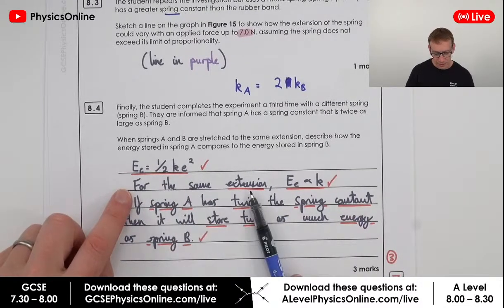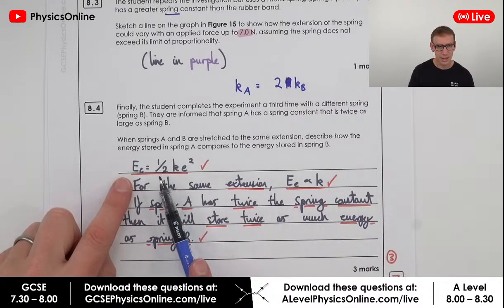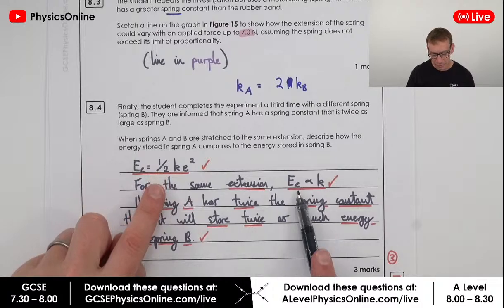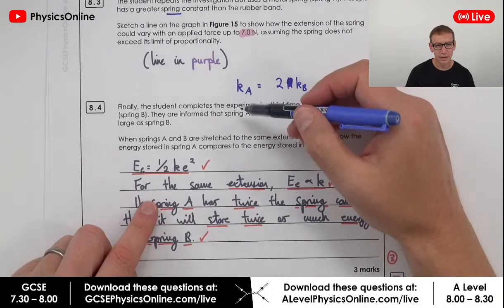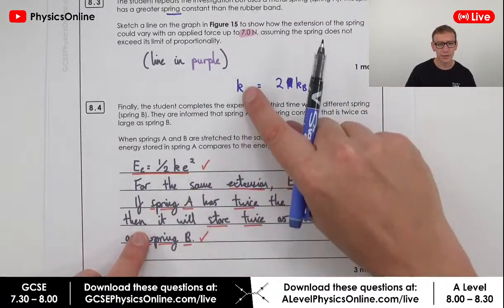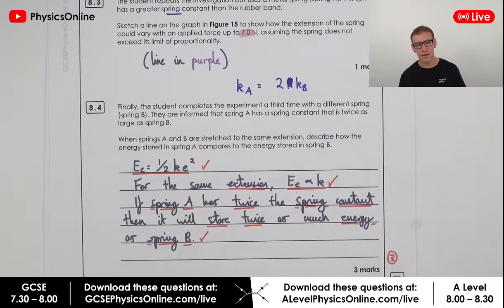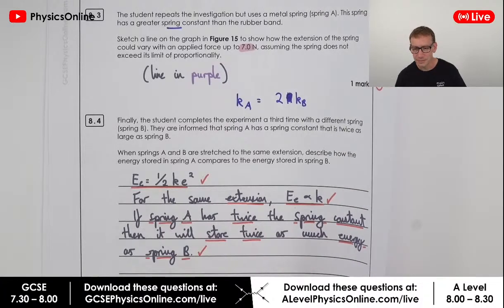So basically for the same extension, we can see that looking at this thing here, the half is going to be constant, the extension's the same, and that means the elastic potential energy stored is going to be proportional to the spring constant. So if you've got something with twice the value of the spring constant, so spring A has twice the spring constant of spring B, that means it's going to store twice as much energy for the same extension. Okay, right.